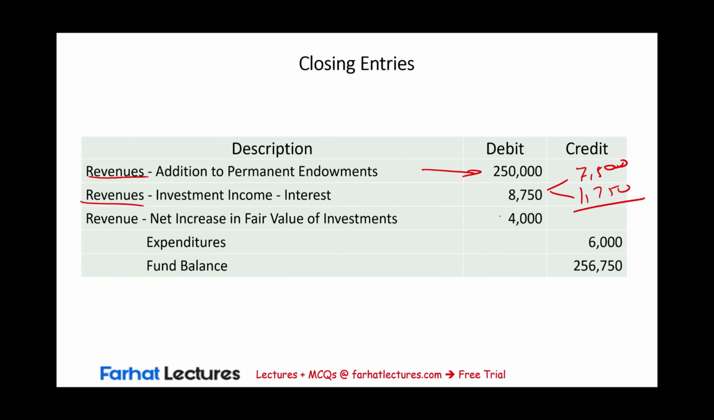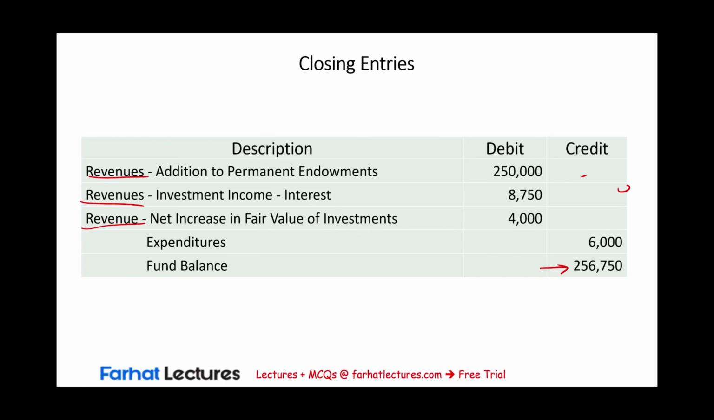So together 8,750 will have to be debited, and we have to debit the increase in the value of the investment. So we close those revenues. We have one expense. We credit expenditure to be correct. And the difference is we have a fund balance now of 256,750.